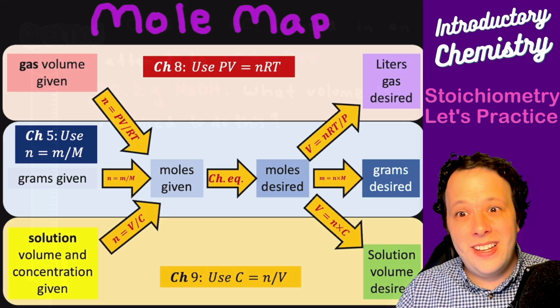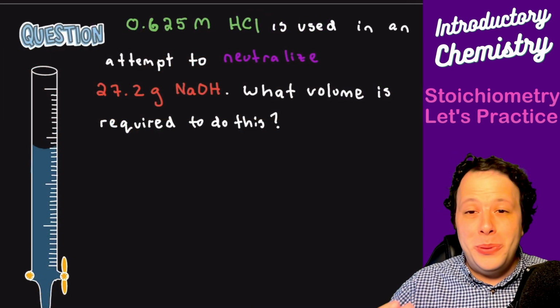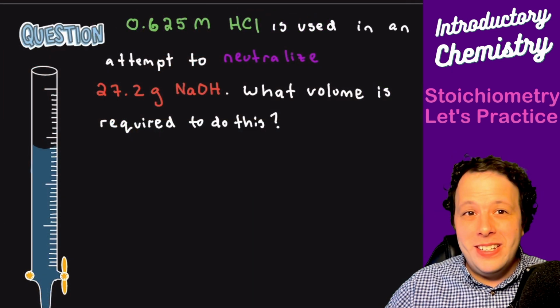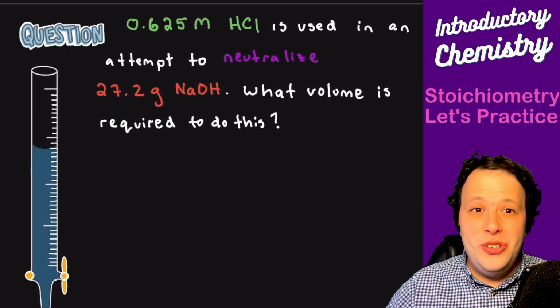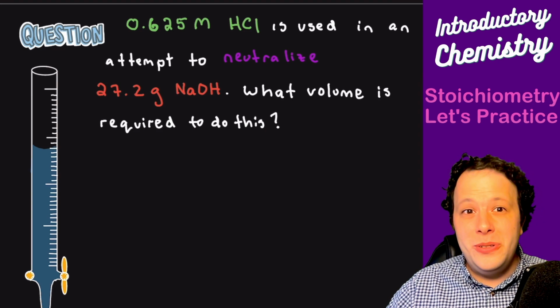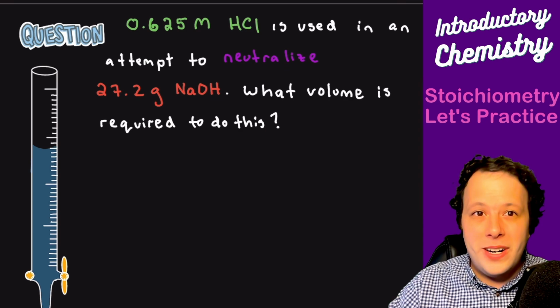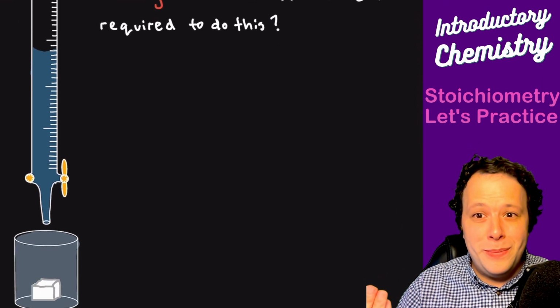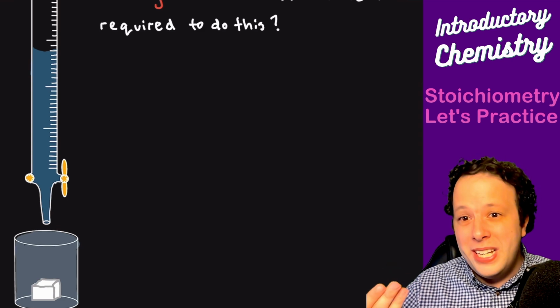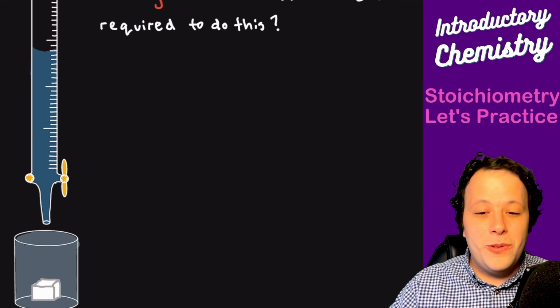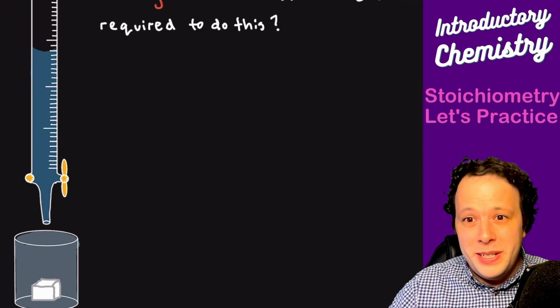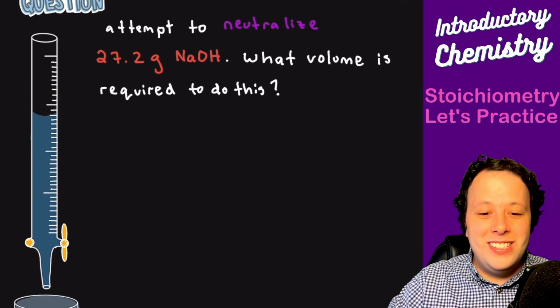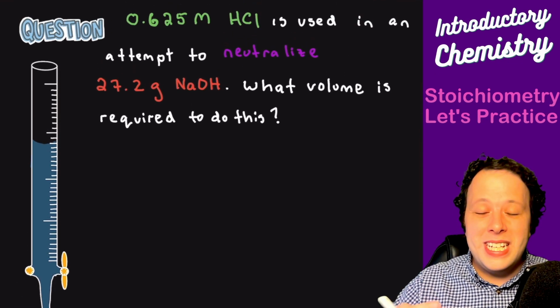Let's take a look at another example. Our last example: 0.625 molar HCl is used in an attempt to neutralize 27.2 grams of sodium hydroxide. What volume is required to do this? If we had sodium hydroxide sitting in a beaker and we wanted to neutralize it, we could add HCl to do that. It would release a ton of heat and it would be a pretty intense reaction. But where exactly do you start?